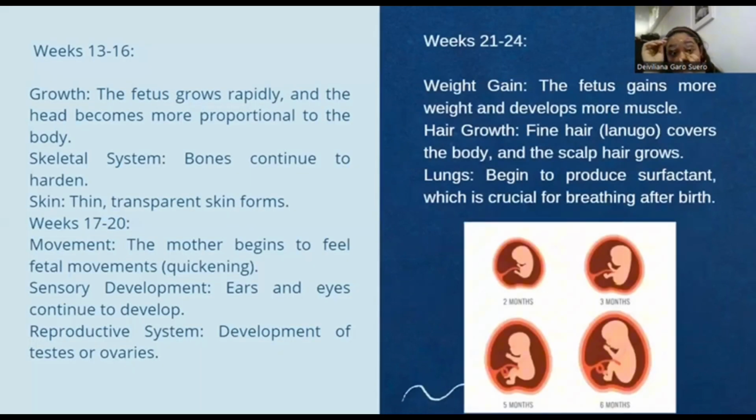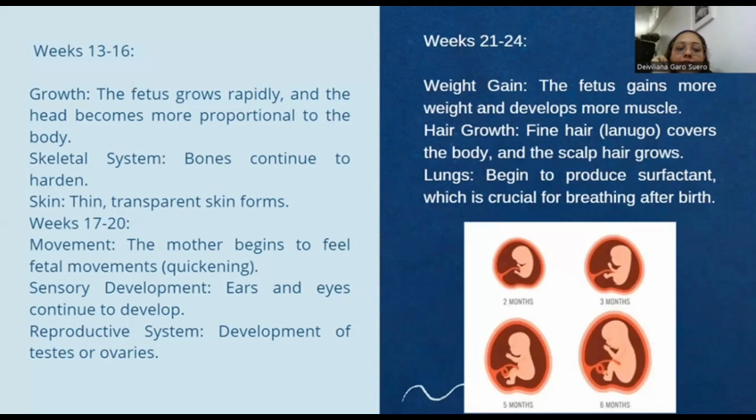Weeks 13 to 16, growth. The fetus grows rapidly, and the head becomes more proportional to the body. Skeletal system: bones continue to harden. Skin: thin, transparent skin forms.